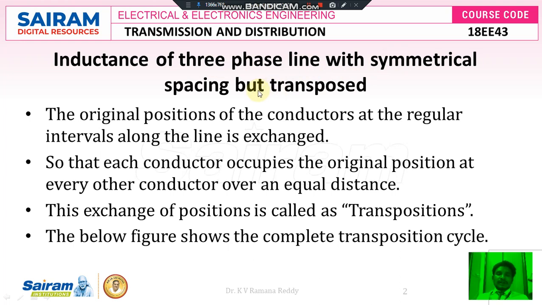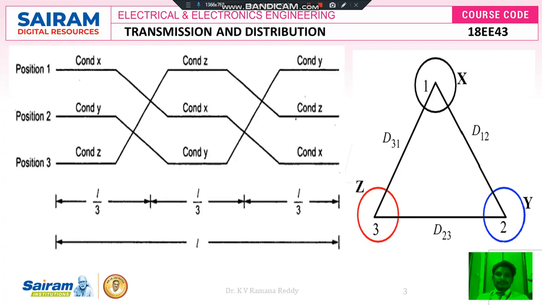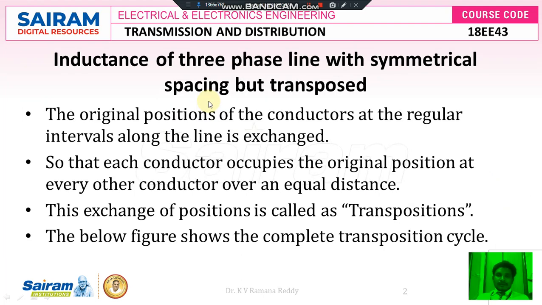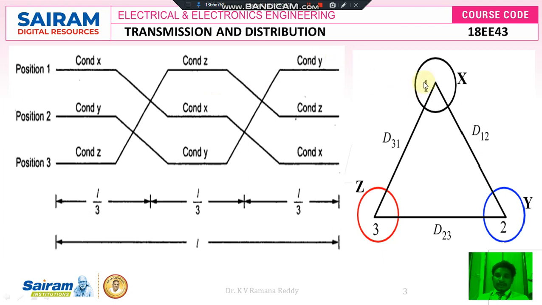As we know, when we take the inductance of a symmetrical line with a transpose, you have the conductors: conductor 1, conductor 2, conductor 3, or conductor X, conductor Y, conductor Z. The distance between conductor X and conductor Y is D12, between conductor Y and conductor Z it is D23, and between conductor Z and conductor X again D31.